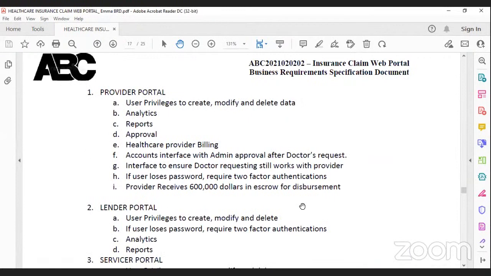The provider portal will do these things to help the user: user privileges to create, modify, delete data. It will help with data analytics. It will help with reports approval, healthcare provider billing, accounts interface with admin, approval after the doctor's requests. It will also provide an interface to ensure that the doctor requesting the facility or the loan still works with the provider. And if the user loses password, require two-factor authentication. And then the provider receives $600,000 in escrow for disbursement.